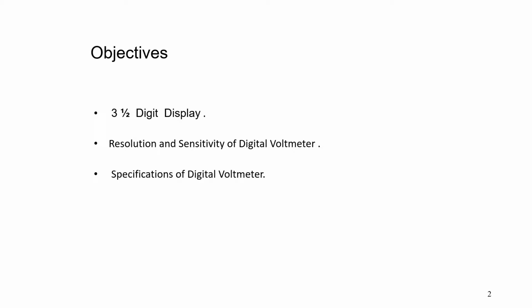With the development of IC modules, the size, the power requirements, and cost of digital voltmeters have been reduced so that the digital voltmeters compete with analog voltmeters in portability and size.